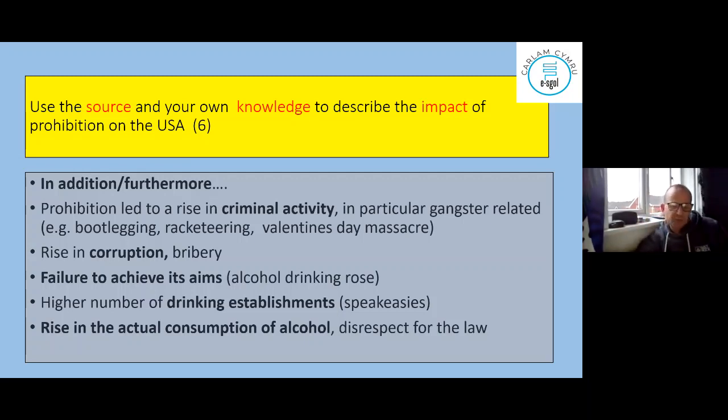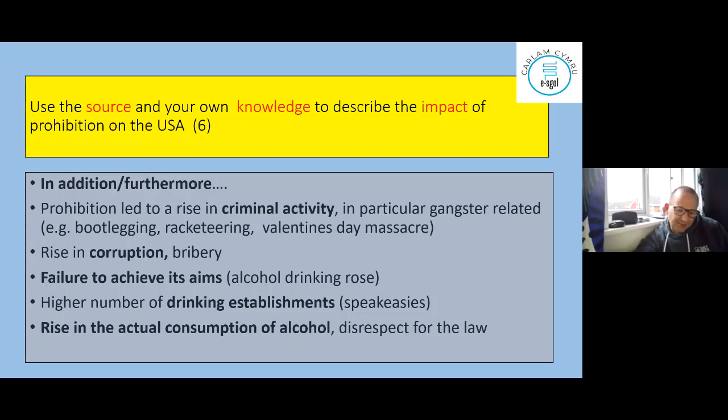The rise in corruption caused by Prohibition, and the actual failure to achieve its aims at this time. The main aim was to reduce or stop alcoholic drinking. Well, this actually rose, as we know.